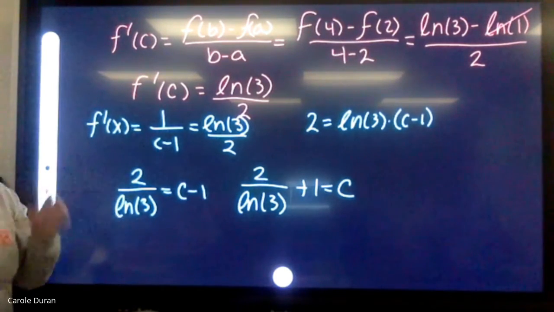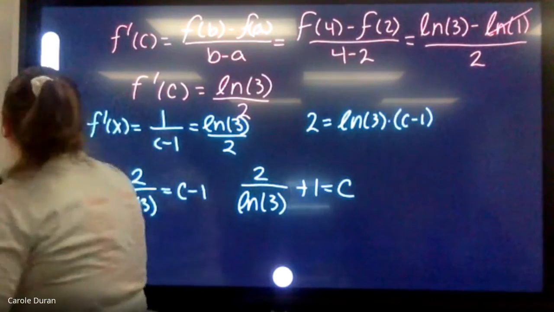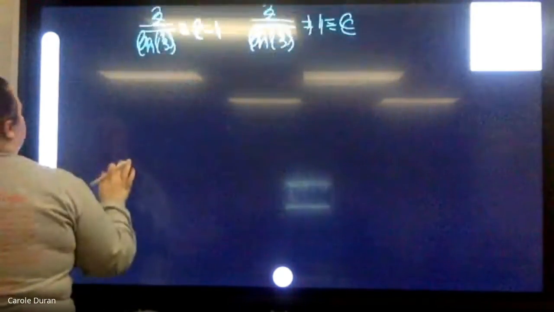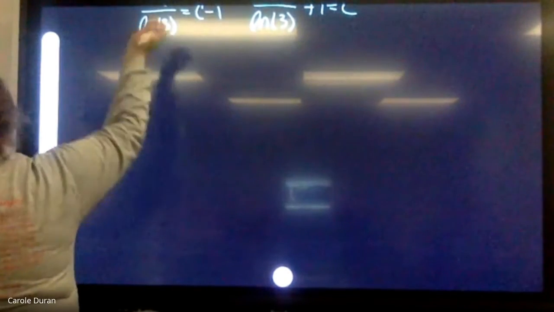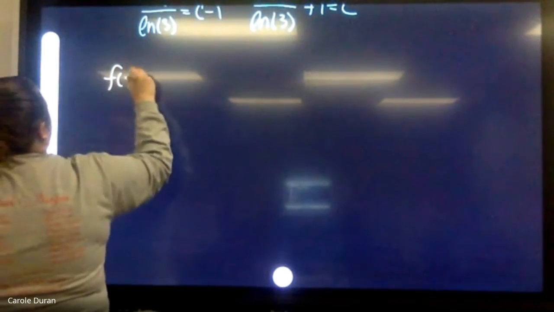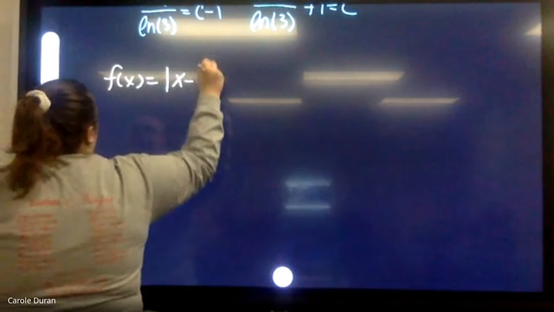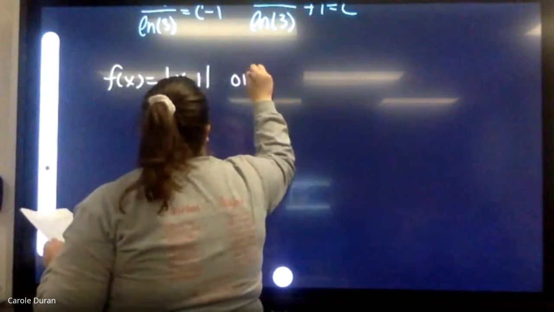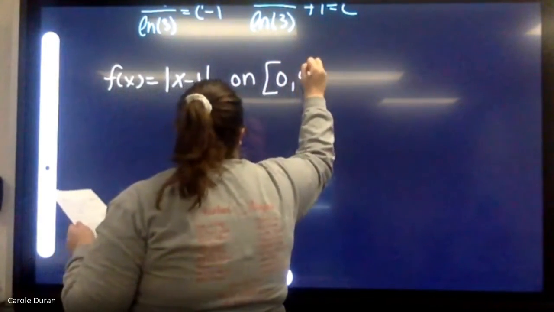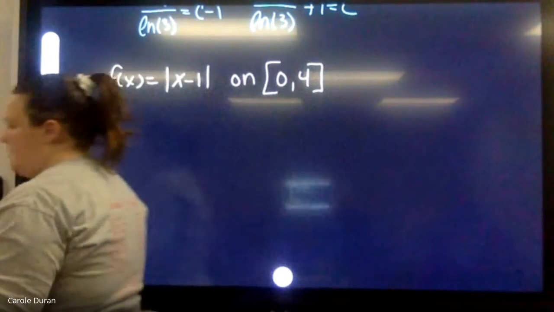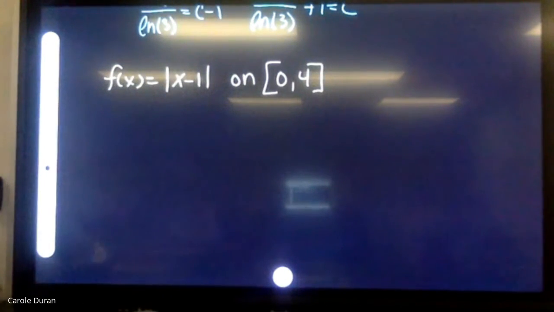And then I will stop and you guys can work on the homework. Next one. f of x equals the absolute value of x minus 1 on the interval 0 to 4.